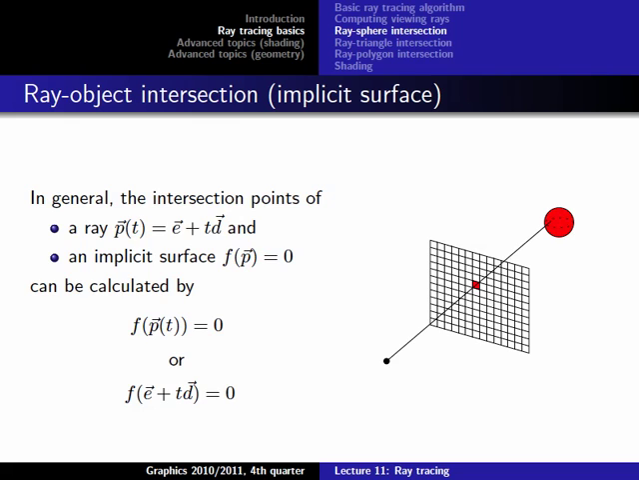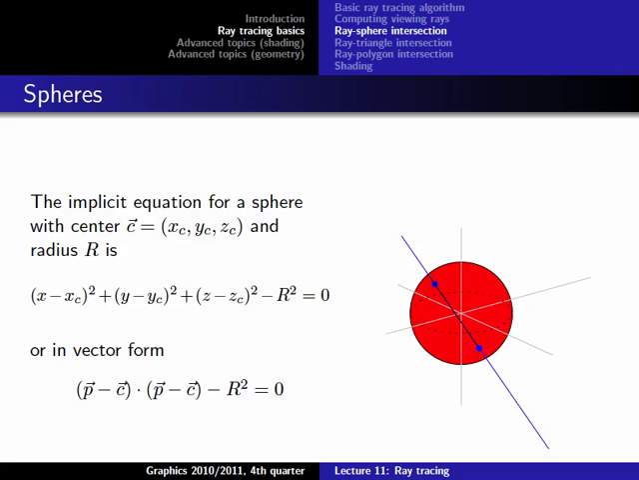So if we want to calculate the intersection of an implicit surface with a ray, we take the point on the ray and put it in that function, and if it fulfills that function, that is, if the result is 0, then we have our intersection point, and if not, then we have another point on the ray that is not intersecting with this surface.